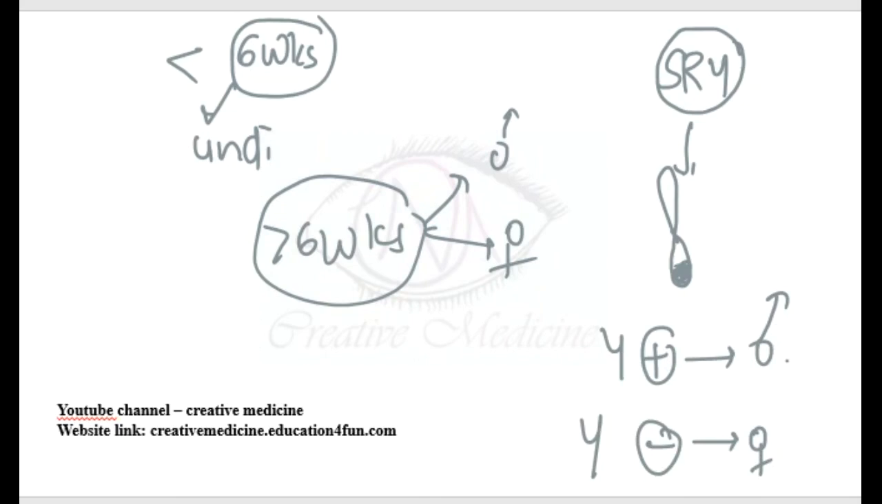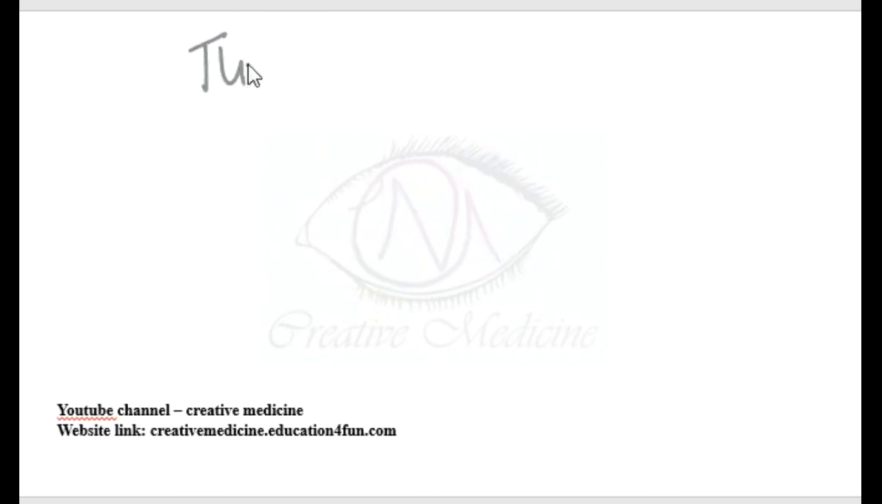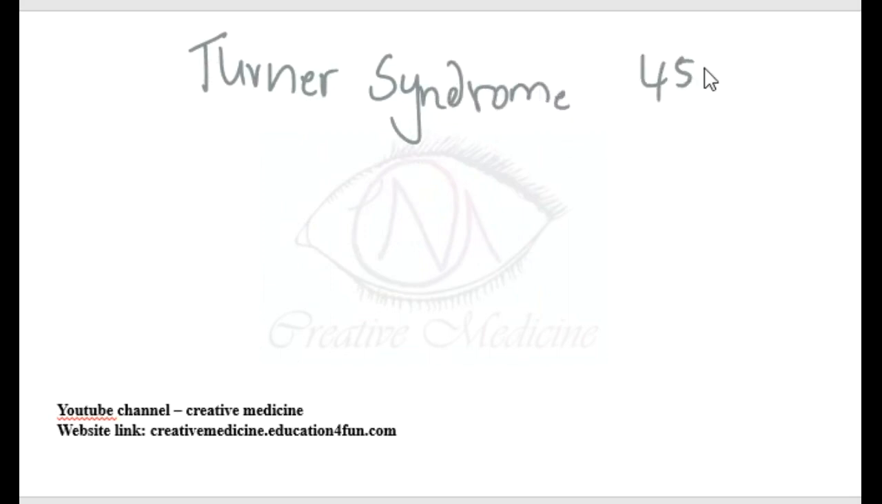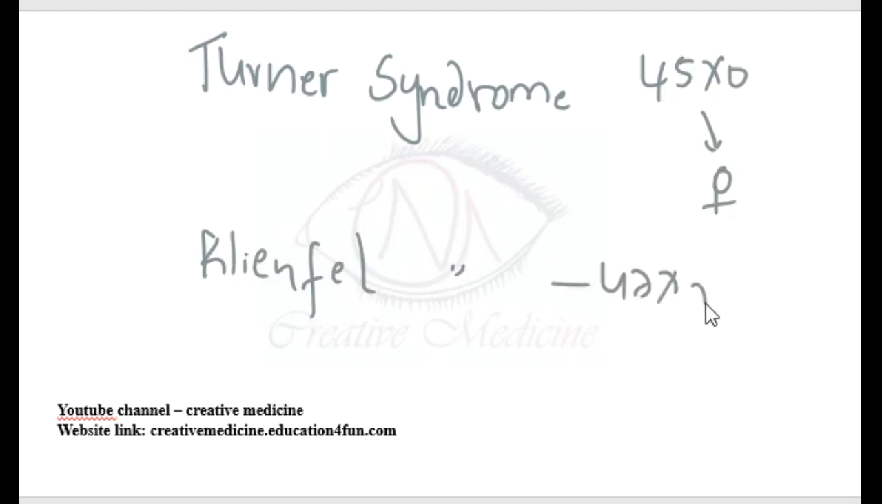Turner syndrome. Turner syndrome has 45XO and these are female babies because Y chromosome is absent. In Klinefelter syndrome, 47XXY, because Y chromosome is present. Though there are two X chromosomes, it is a male baby.